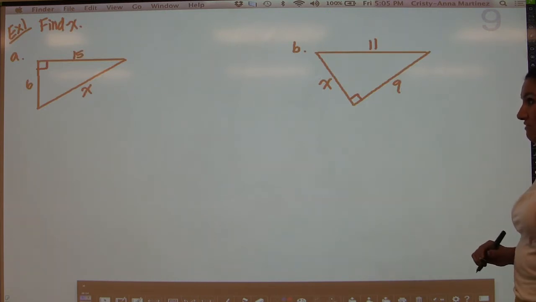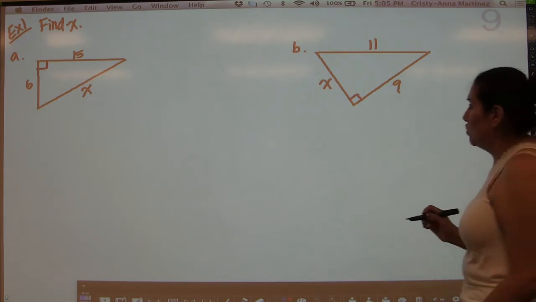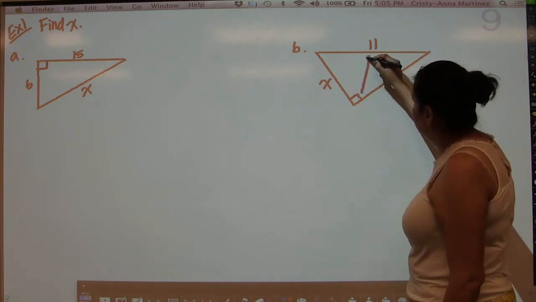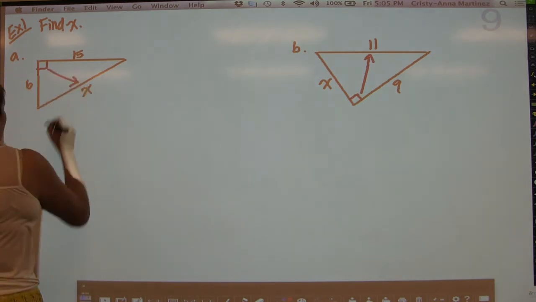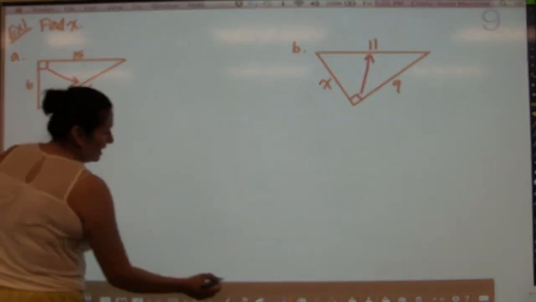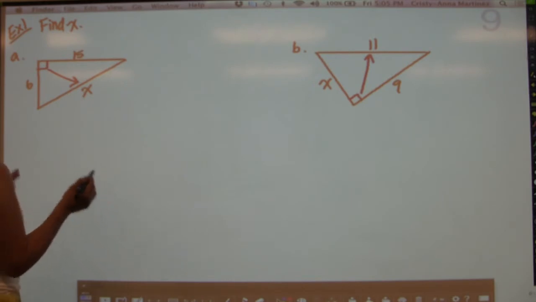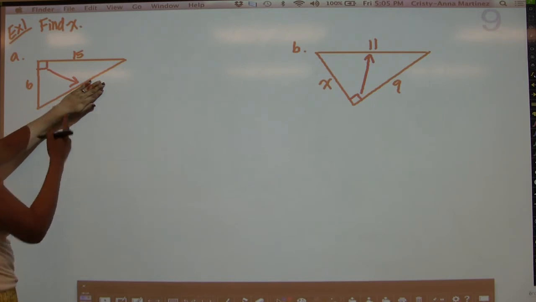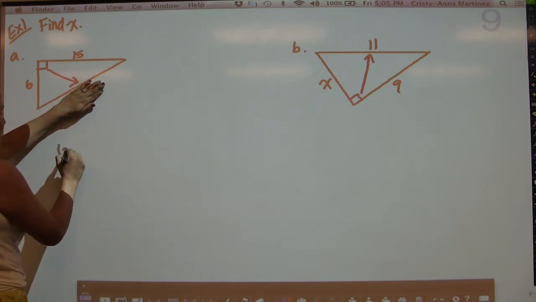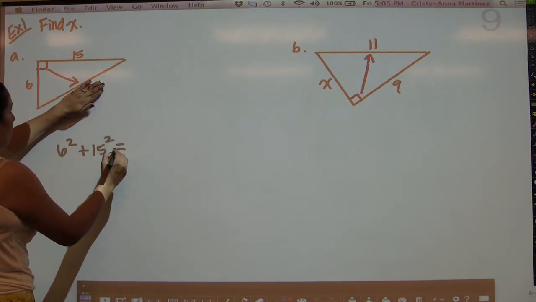It says here in example 1, find x. And of course we have some right triangles in this case. One of the first things you want to do is always identify your hypotenuse, always opposite the right angle. Once I've done that, I can start to set up my equation: leg squared plus leg squared equals hypotenuse squared. So if this is my hypotenuse, then my legs are 6 and 15. It doesn't matter which order I put them in, but 6 squared plus 15 squared should equal my hypotenuse.